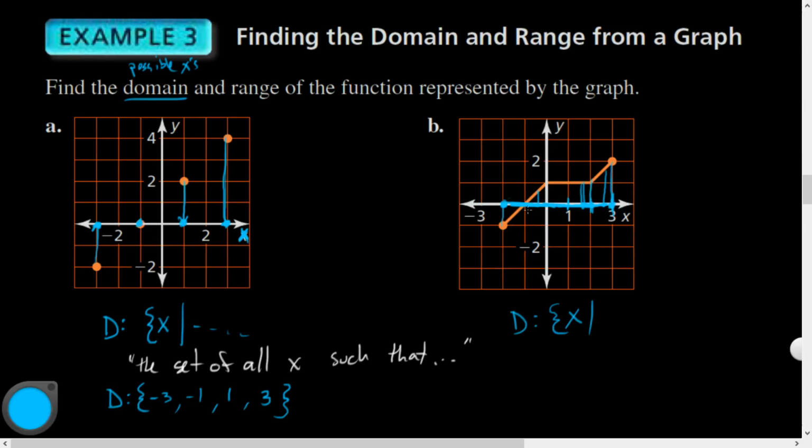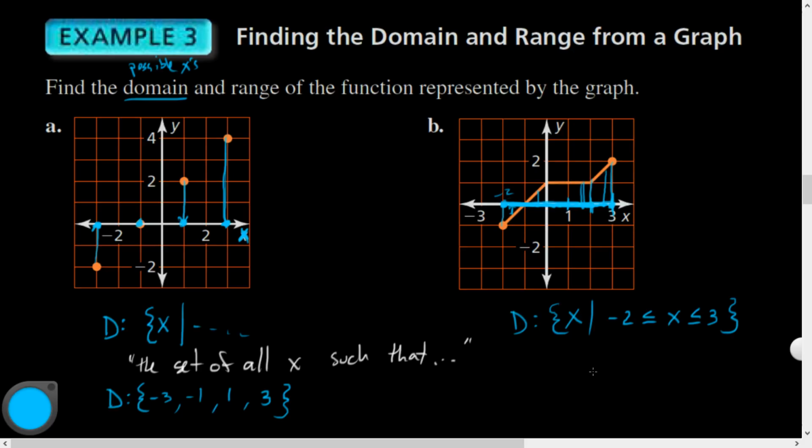But notice if I smushed every point down or up, I would end up getting the domain as being everything between -2 and +3. And we actually have a way of writing that, because there's infinitely many points there. I'm going to say it's the set of all x such that -2 is less than or equal to x is less than or equal to 3. So that would be the domain for this function. Everything between -2 and 3.